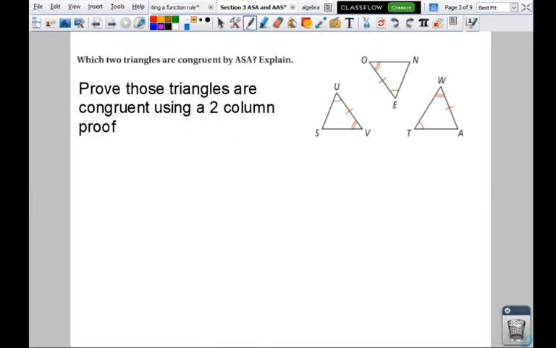So we're going to look at these three triangles here, and we're going to see which two are congruent using angle, side, angle. And then we're going to make, you know what, let's skip the two-column proof because these are all given. So we're not going to do our two-column proof. You guys are actually doing pretty good with these two-column proofs. I'm not real worried about that. So we're going to skip it on this one. We'll do a few today, but this one's pretty good.